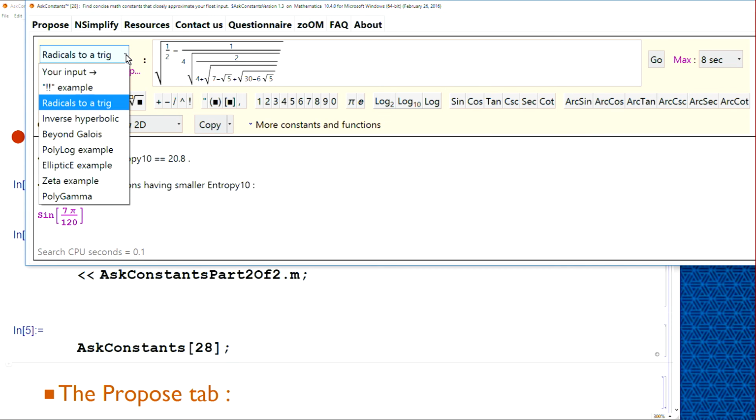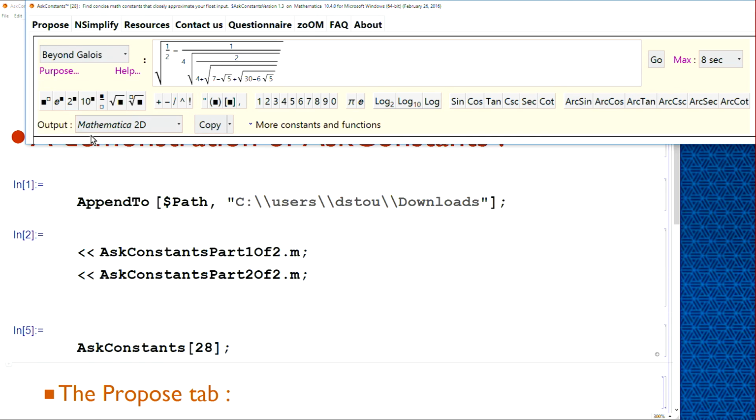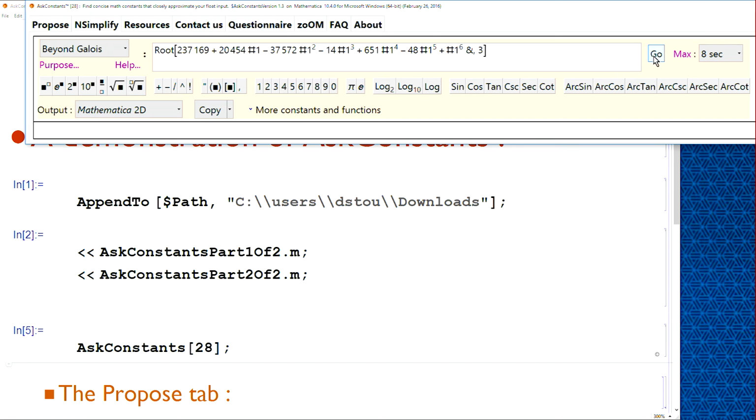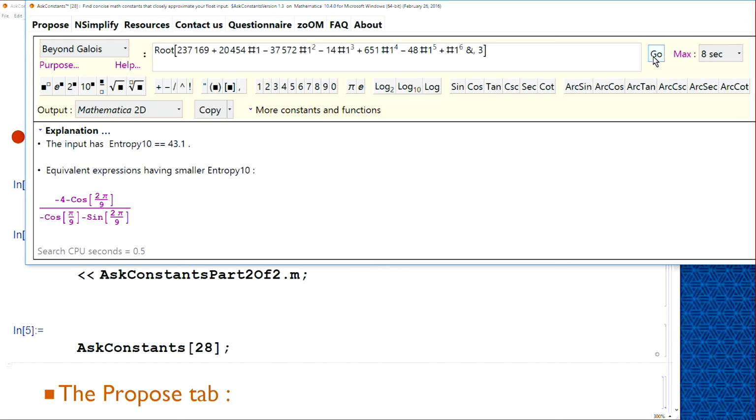Here's another example. Beyond Galois. Here's a Root expression. And there is a function in Mathematica called ToRadicals. Well, by its very name, it wouldn't allow you to return this one. But I found you can also have it. I mean, there are other kinds of closed forms for Root besides radicals, and trigonometric functions are one. Trigonometric functions of rational compositions of trigonometric functions of rational multiples of pi are algebraic numbers. So this goes in the other direction. And it does it.